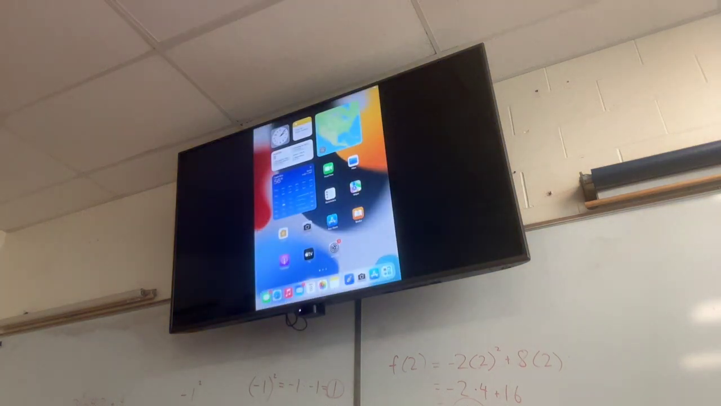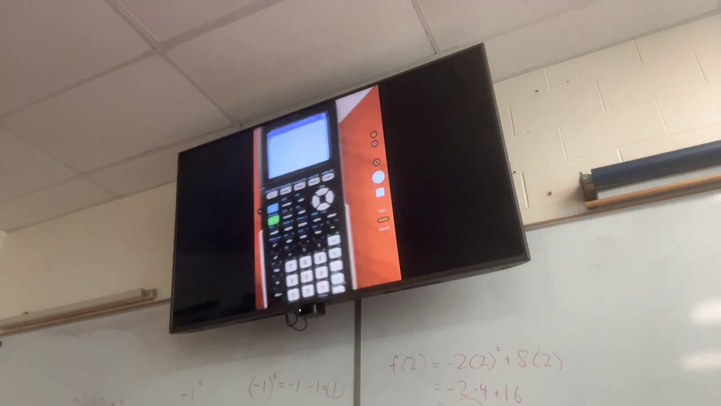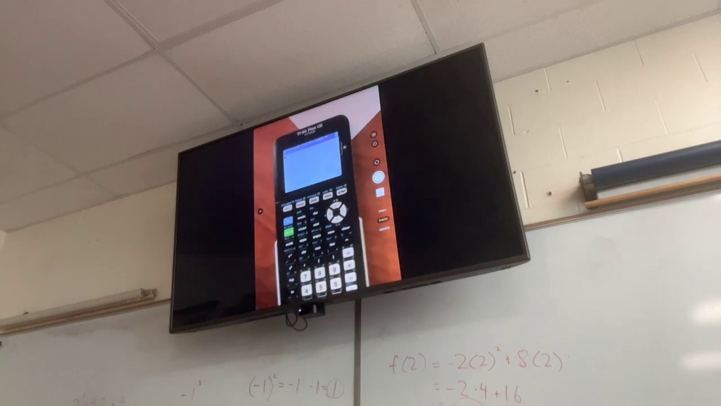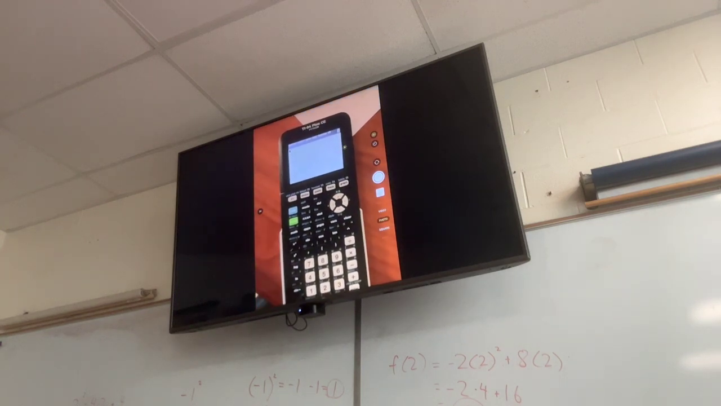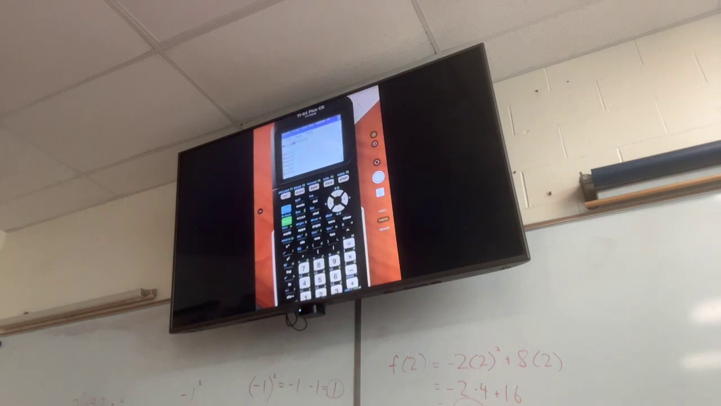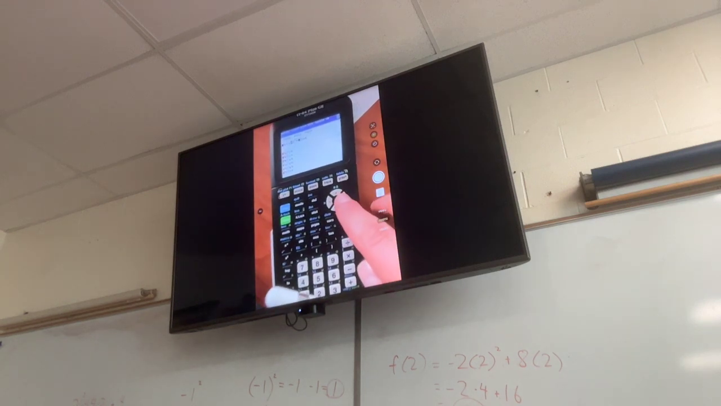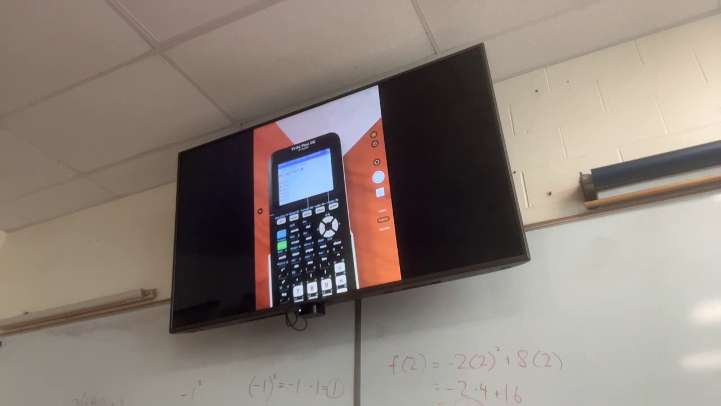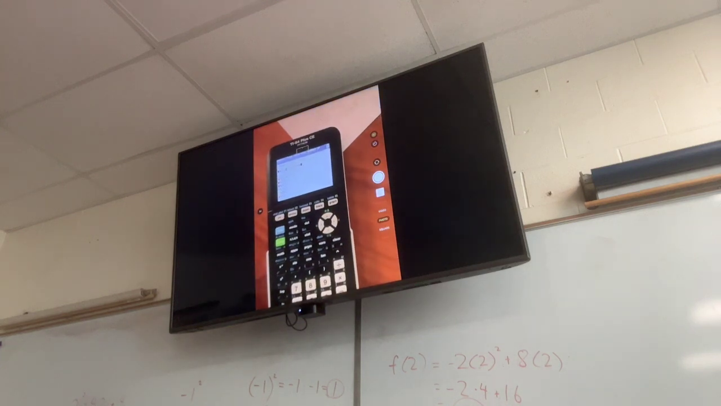I charged it up actually. So here's how I'm going to do that. I need to take that negative 5 halves and plug it into my equation. First I need to go to the y equals screen and enter that equation in, which I already did. This is my third time learning this.